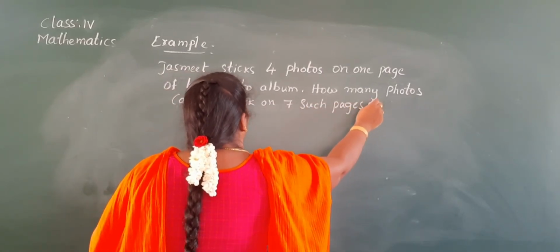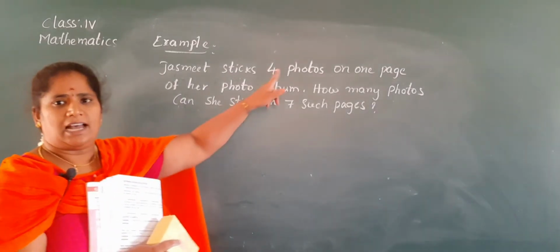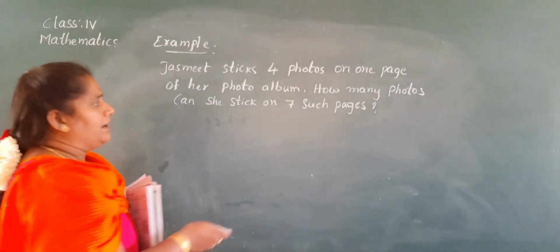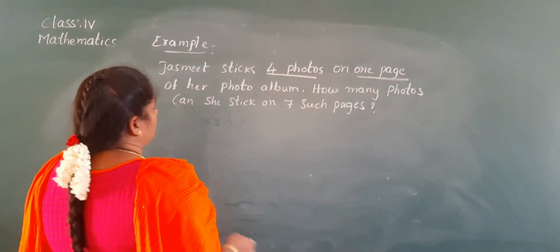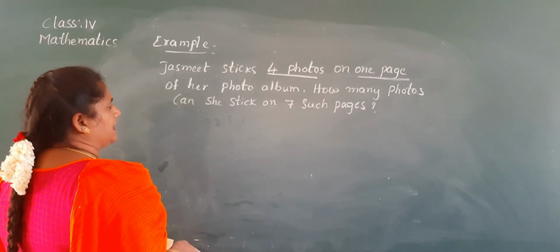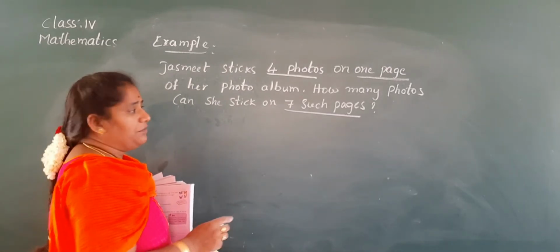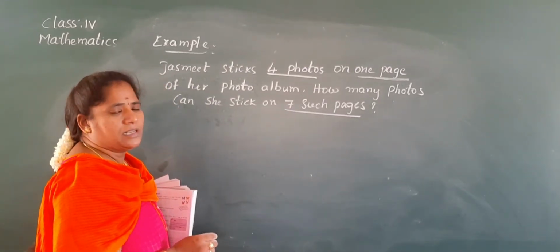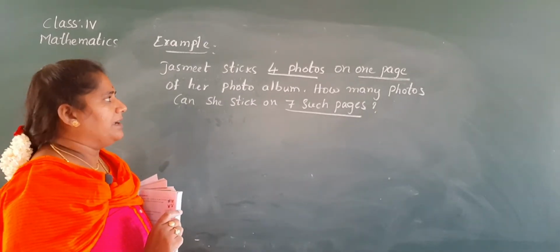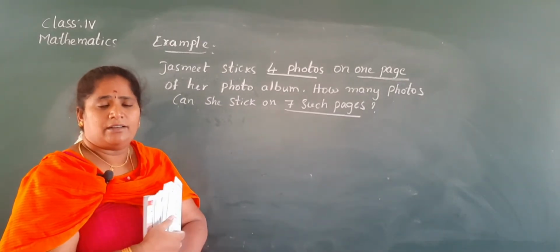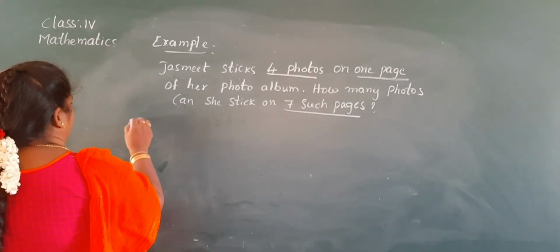First you read the question, Nana. Jasmeet sticks 4 photos on one page. And we have to find how many photos she can stick on 7 such pages. Here one page is given, Nana. Now we have to find 7 pages. So here we do multiplication. If one item is given and we have to find the value of more items, we do multiplication. So we'll write that.